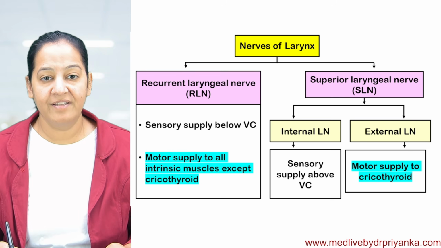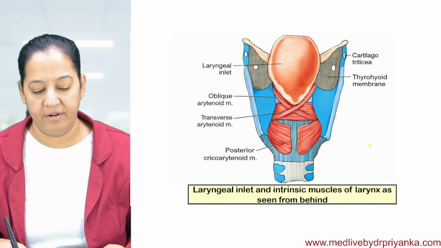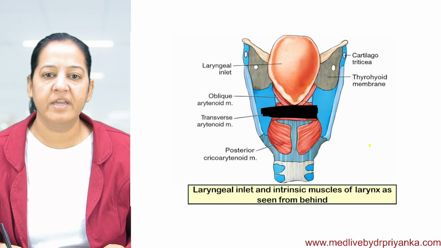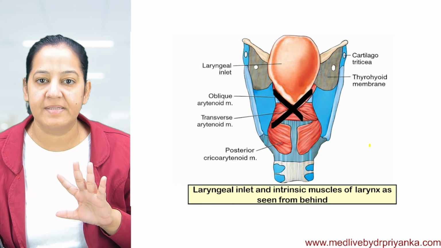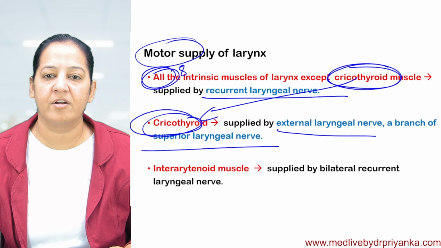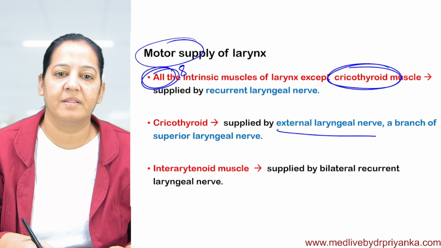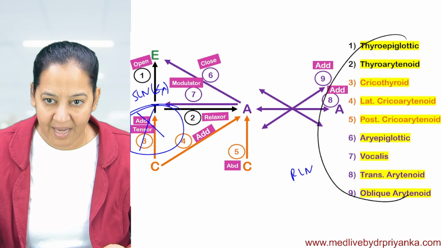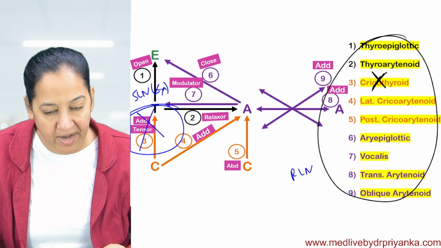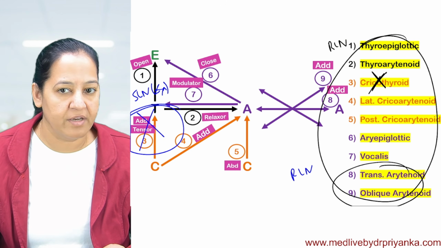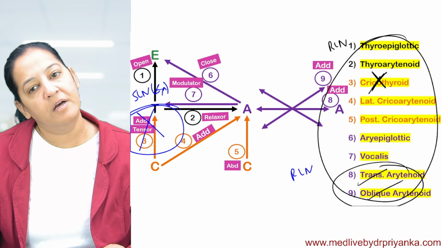And there is a muscle, interarytenoid. You can see the 2 types of interarytenoid: this is transverse arytenoid and this is oblique arytenoid. Since they are present in the center, just learn that they are supplied by right as well as left RLN only. There are a total of 9 muscles, and you know the names of these 9 muscles. Out of the 9, except cricothyroid, 8 are supplied by RLN. Both the interarytenoids, transverse and oblique, are also supplied by RLN.